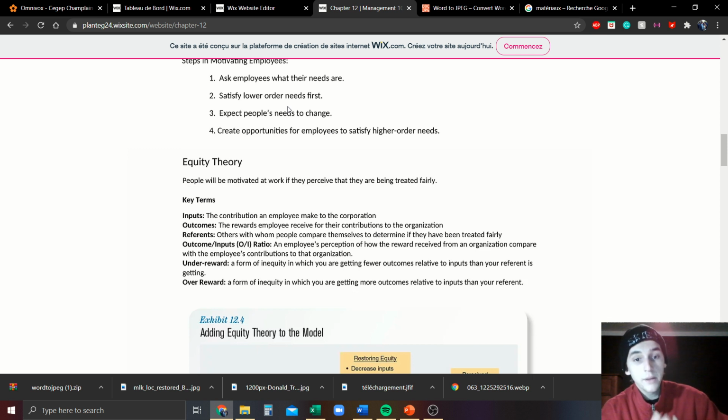Outcomes, the reward the employee received for the contribution. Reference, where there are others with whom people compare themselves if they are at the same level. Outcome/inputs ratio: an employee's perception of how the reward received from an organization compares to the effort he contributed to the corporation.